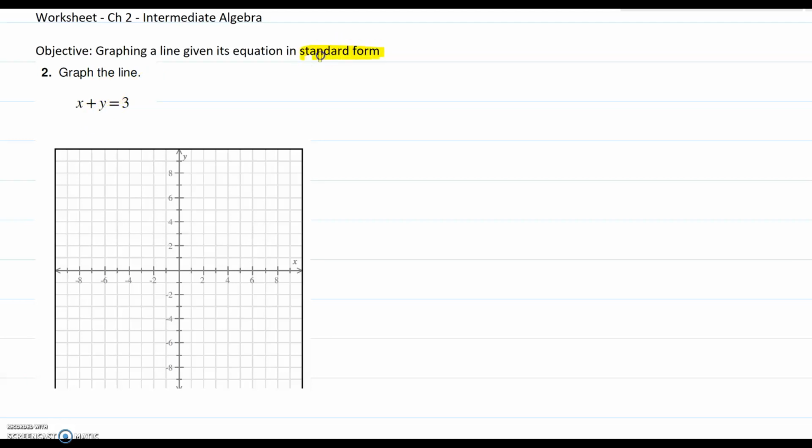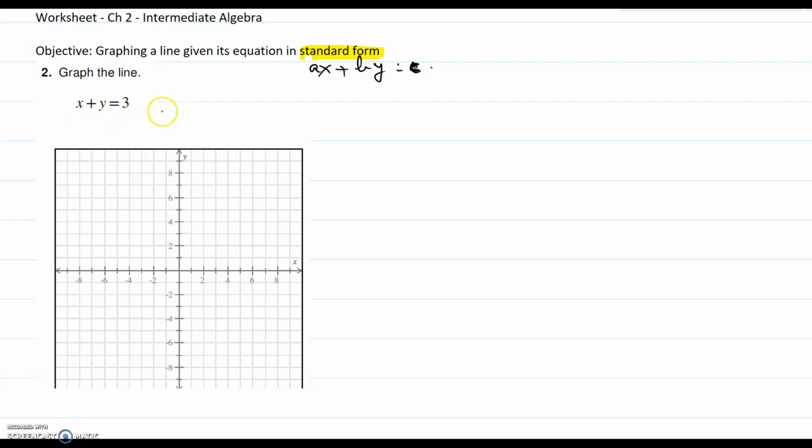The equation in standard form is in the form ax plus by equal to c, meaning x and y are on one side and a constant on the other side. That's the way the given equation looks, so the equation is in standard form. If the equation is given in standard form, how would you graph the line is the question.